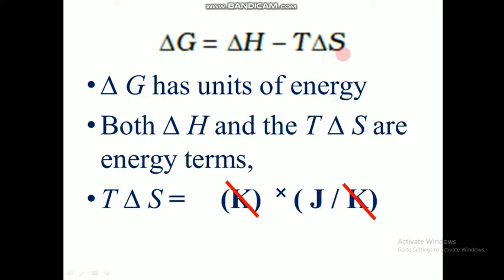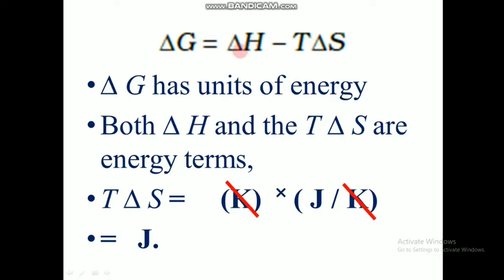For T delta S we have J, and for delta H also we have J only, as it is an energy term. So this is in joule and this is in joule. Hence delta G also we can tell in joules. Again, delta G has a unit of energy. Delta H and T delta S are the terms involved in delta G.